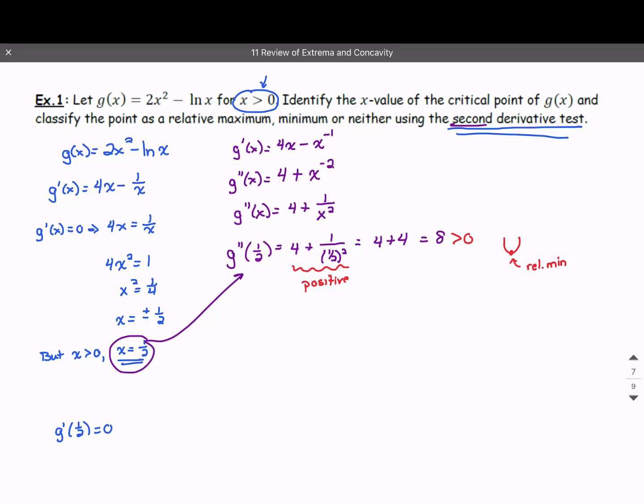So now we're going to write that up. So therefore, g has a relative minimum at x equals 1/2, since the derivative of g at 1/2 equals 0, and the second derivative of g at 1/2 is greater than 0.